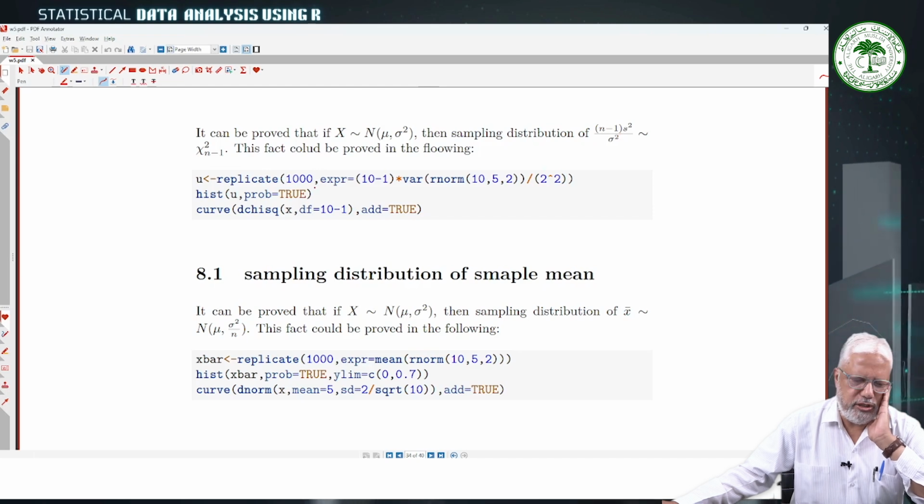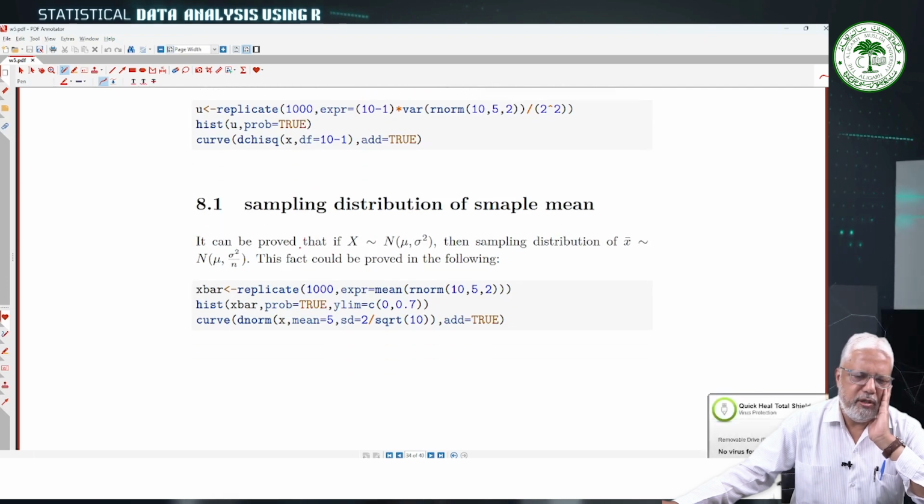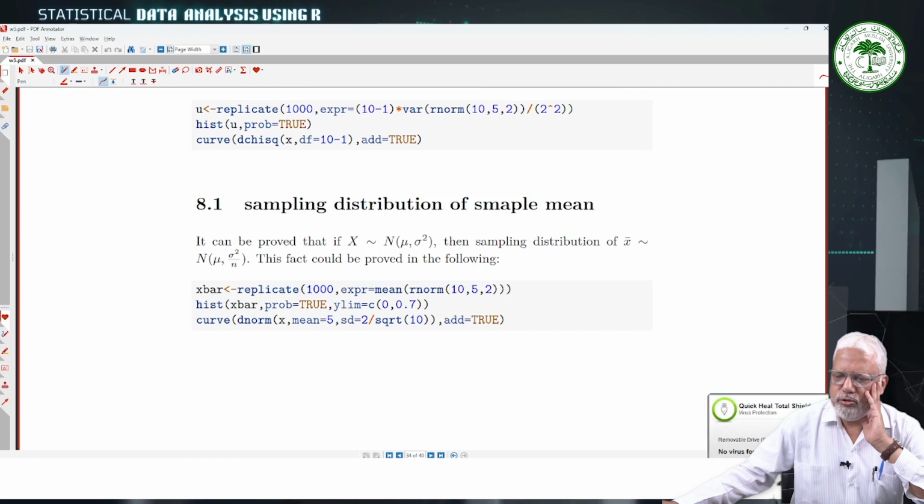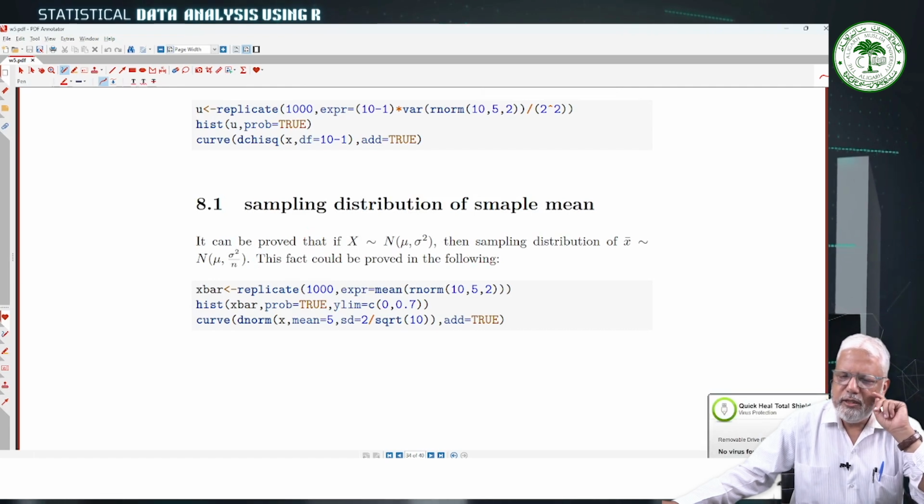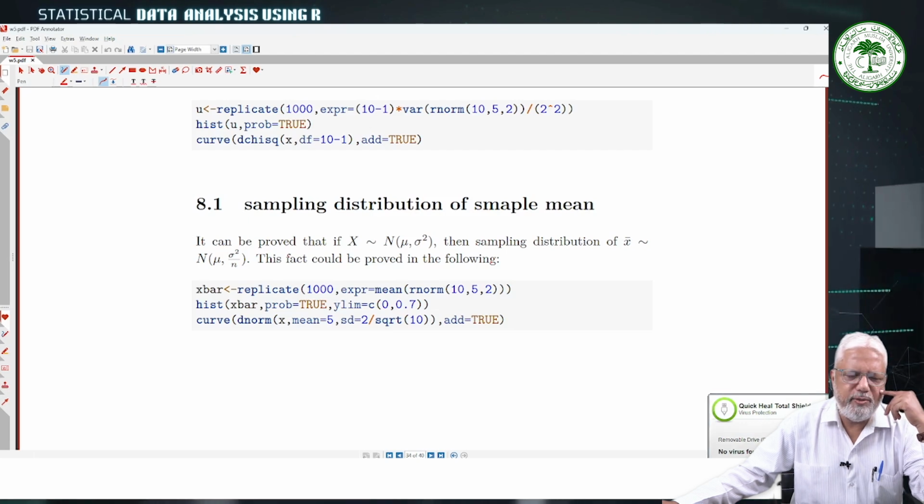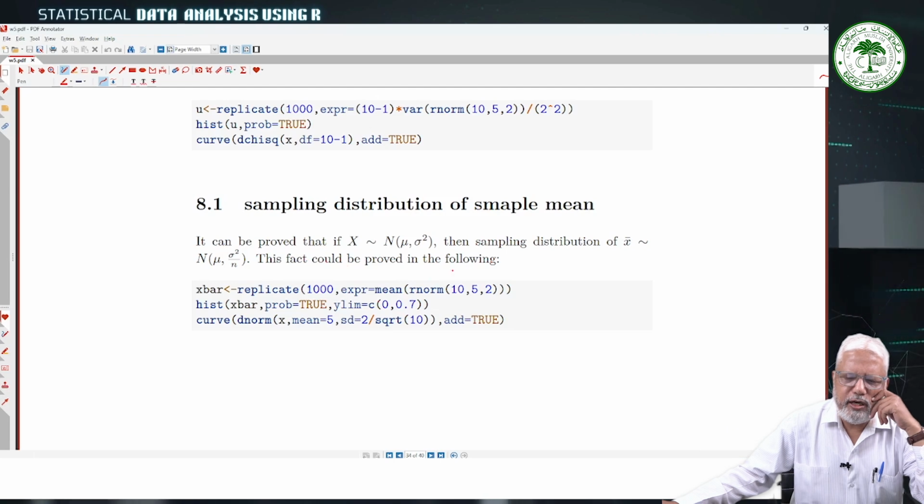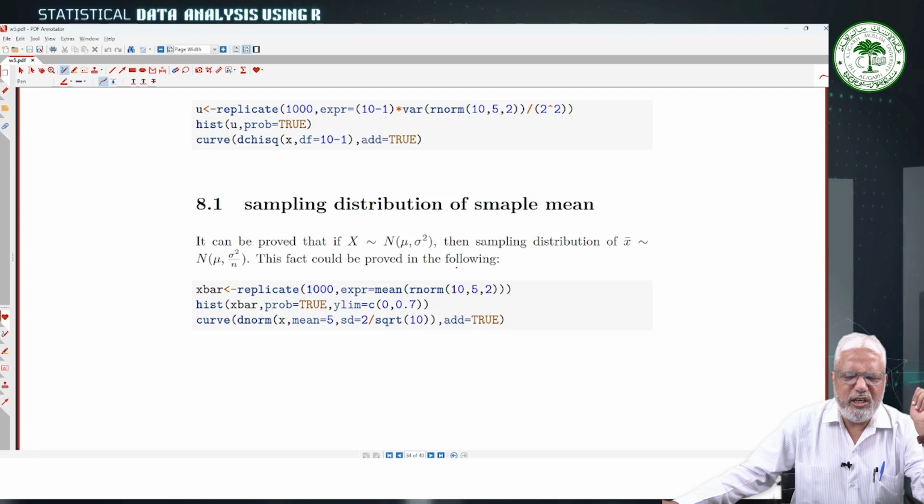through simulation. Now another result, that is sampling distribution of sample mean. It can be proved that if x follows normal with mean mu and variance sigma square, then the sampling distribution of x bar follows normal with mean mu and variance sigma square by n. This fact could be proved instead of going for analytic derivation. We are proving this result through simulation.